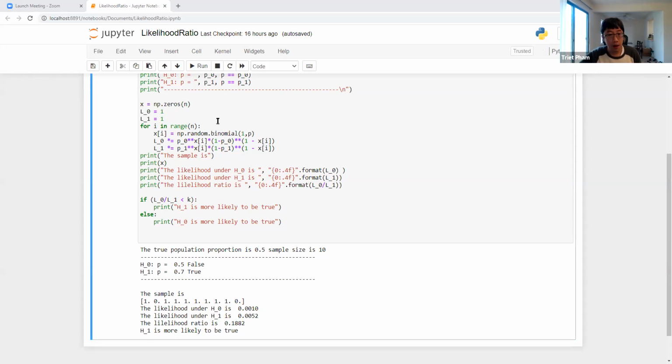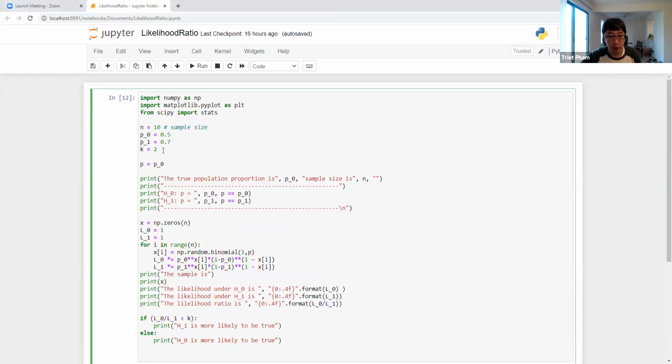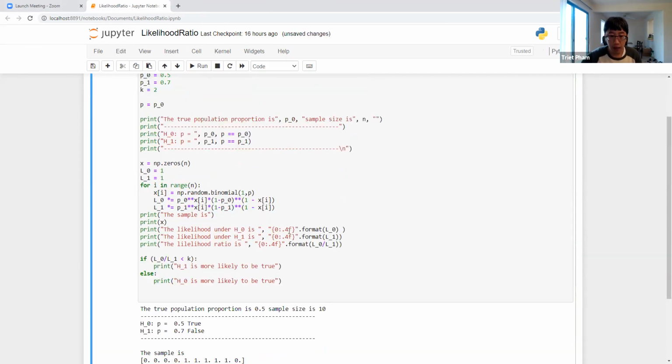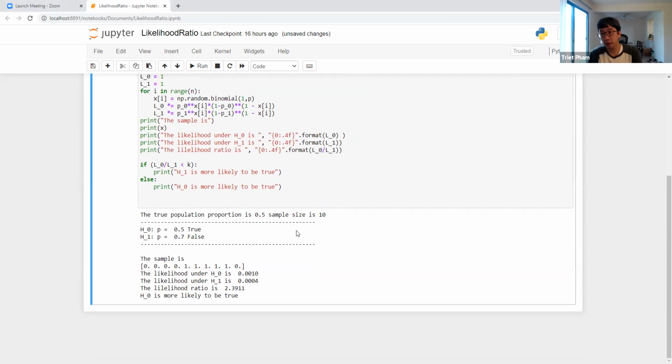So for example, if I change k to be 2 here, and the null hypothesis is true, do I increase my alpha or decrease my alpha? Before it was 1, now I change k to be 2. Do I increase or decrease my alpha? I decrease my alpha. All right.